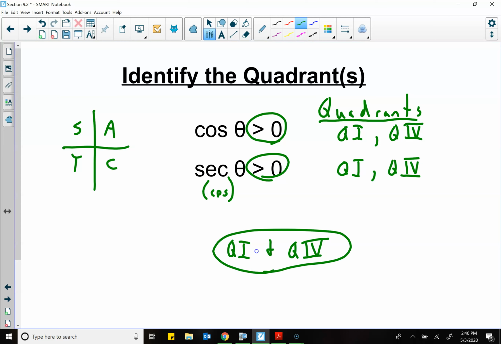And that's how this is done. You only answer with what they both have in common. Sometimes there is nothing in common. Sometimes there's only one quadrant. Sometimes there's two. Okay? But that's where that ASTC comes into play for this guy. Helps you out. And that, my friends, is section 9.2. Coming up next week, we will start looking at graphing these trigonometric functions.